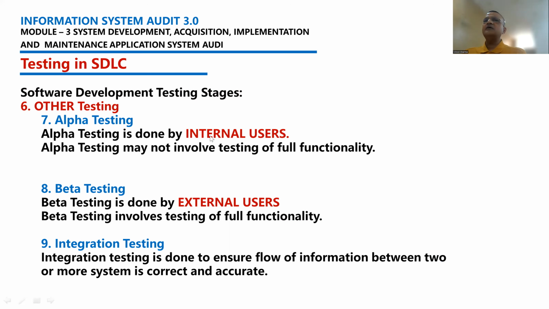So alpha testing is done by internal users primarily, and alpha testing may not involve testing of full functionality. When you, as an internal user, are checking, you're not concerned with all the details of the program. For instance, if Microsoft has developed Microsoft Office, their internal users will check a few functions of the program. And if they say that this is a beta version of Microsoft Office and release it for public use, then beta testing is done by external users, because you cannot define how the program should be used. If you are a developer, you have a defined way of using the application.